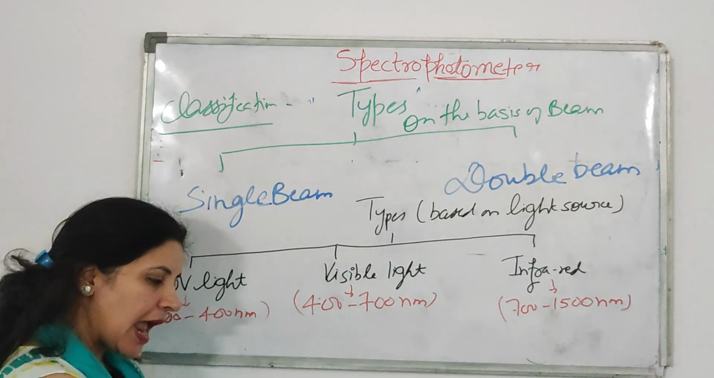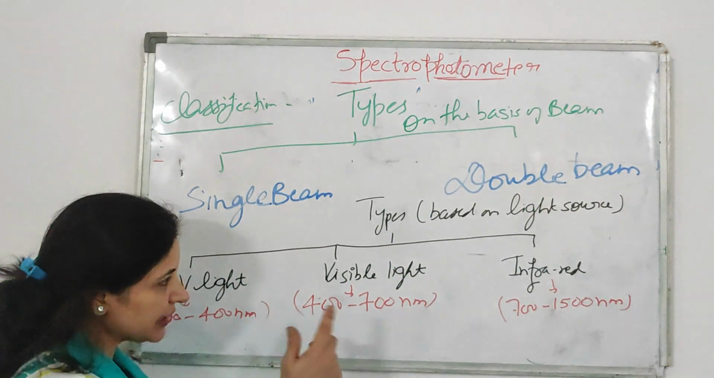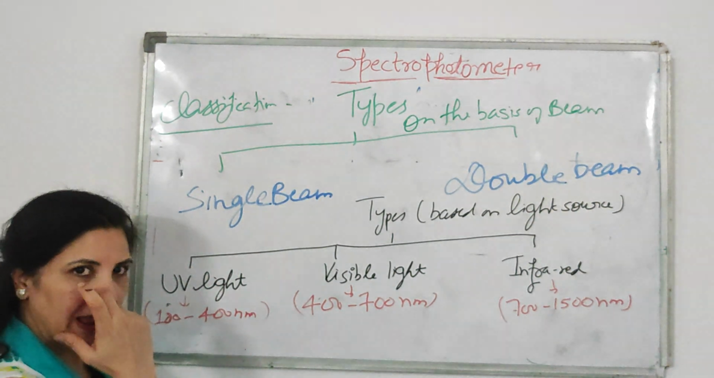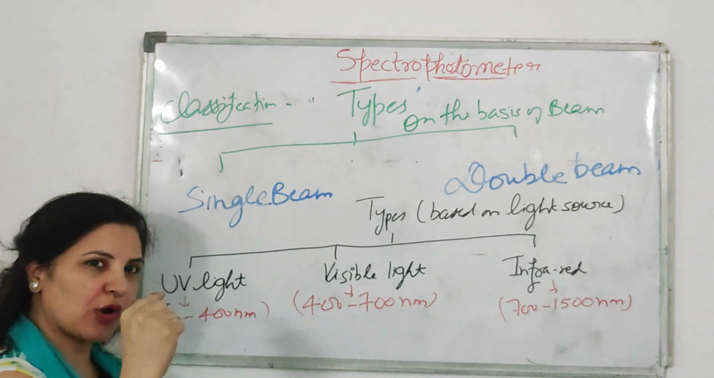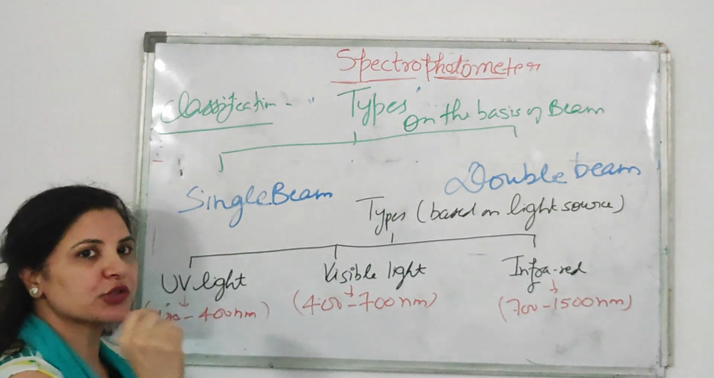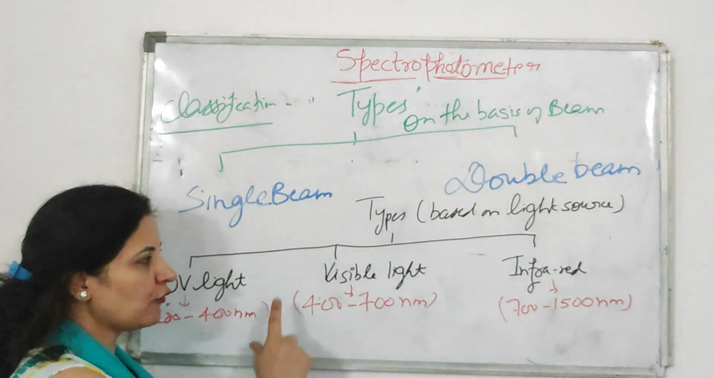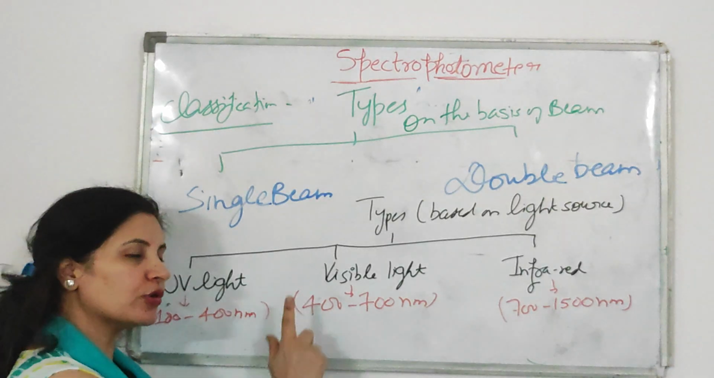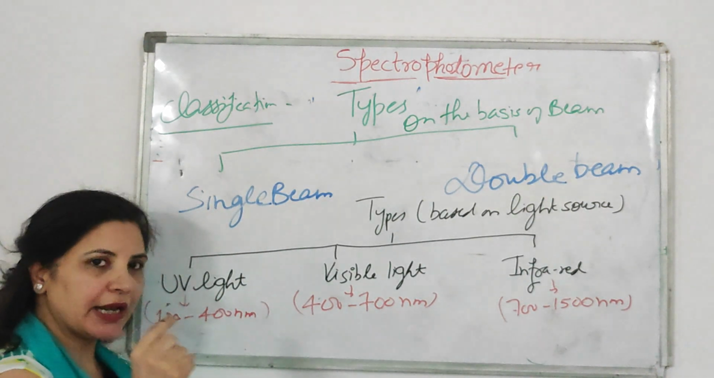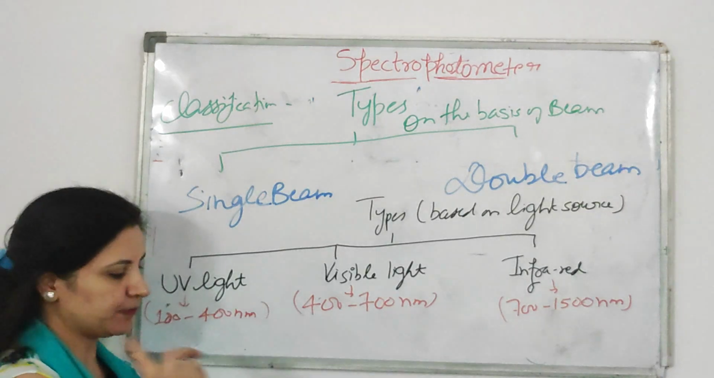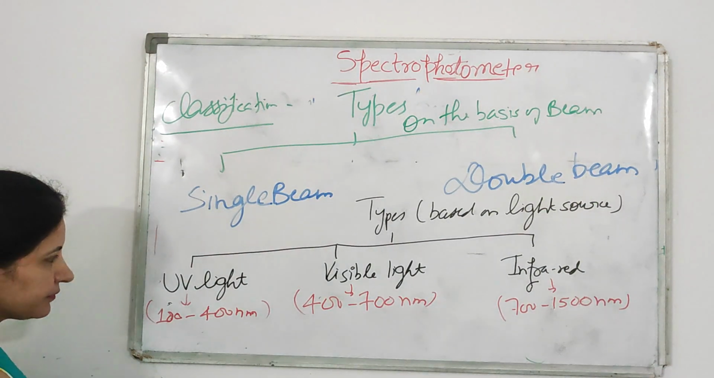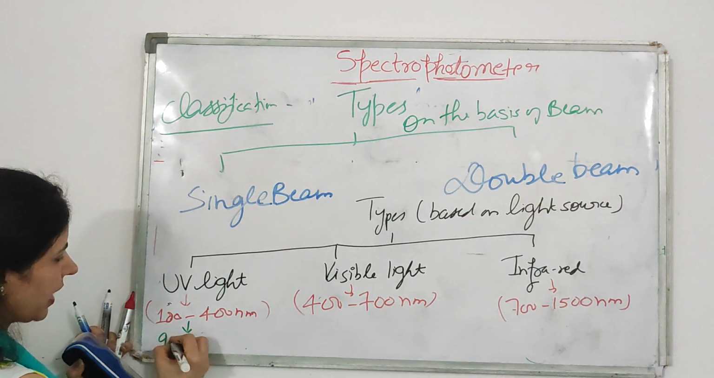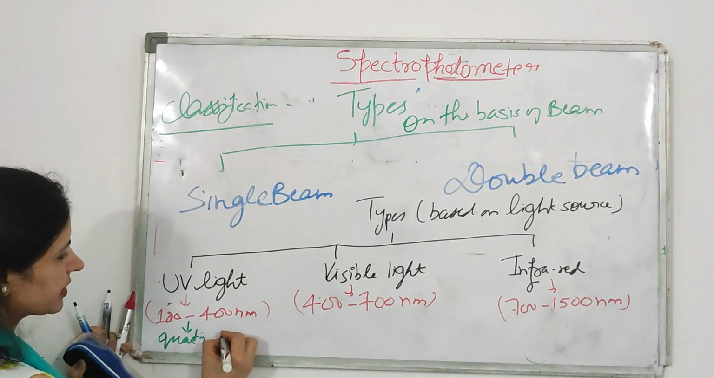On the basis of the light source you use in the spectrophotometer, there is the cuvette. Have you seen the cuvette in your lab? It's a small test tube in which you carry your solution. According to the light source, the material of the cuvette is decided. Suppose you are using UV light, then you will use a quartz cuvette.